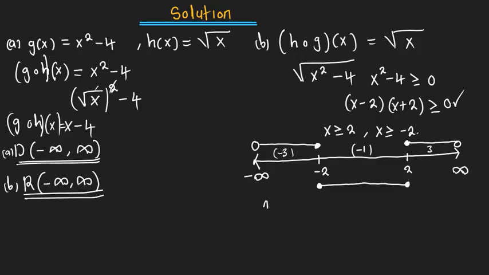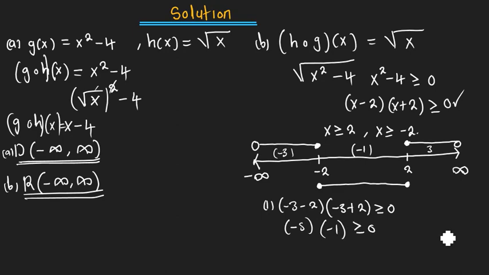So this is going to be my test one. Where there is x, if I put negative 3, then I say minus 2, and then negative 3 plus 2, is it going to be greater than 0? So notice that this is going to be negative 5. This is going to be negative 1. It should be greater than 0. Negative 5 multiplied by negative 1 is going to give me 5. Is 5 greater than 0? Yes. Henceforth, this region from negative infinity to negative 2 is true.